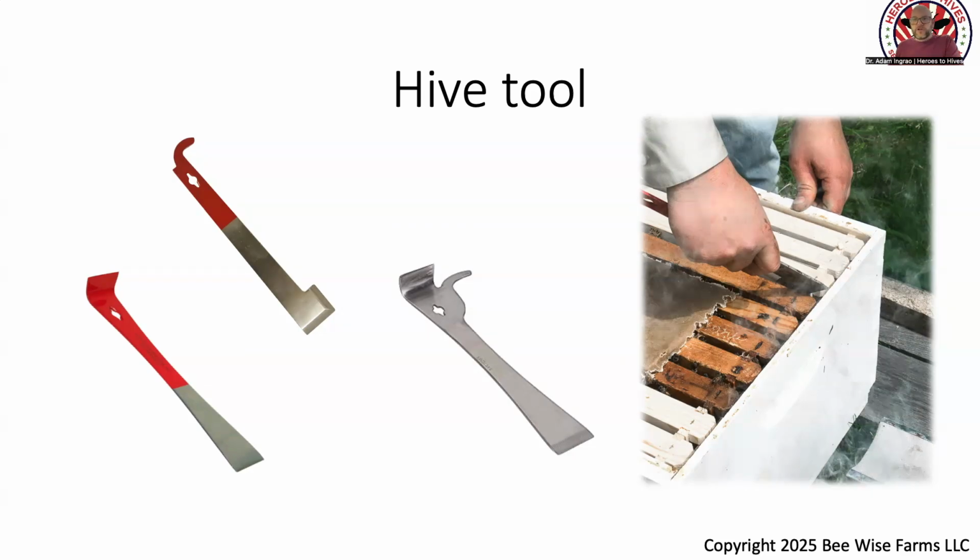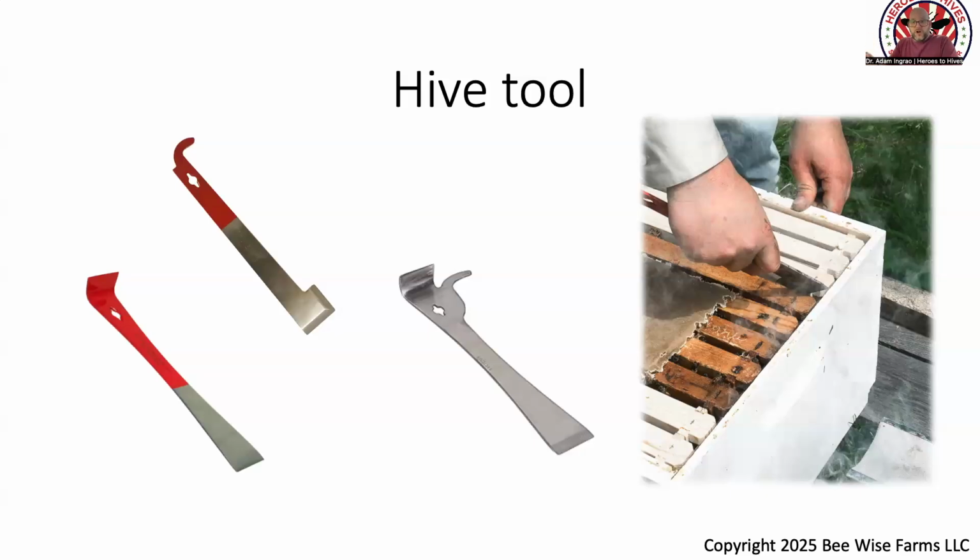I'm going to talk about the functionality of each one of these briefly. We'll start with the standard hive tool. The front of the standard hive tool has a sharp end, and that end is used for breaking propolis seals, so breaking those seals between the boxes, or between the top cover and the inner cover, or between the inner cover and the top box, or between frames. So that front end is used for those types of activities.